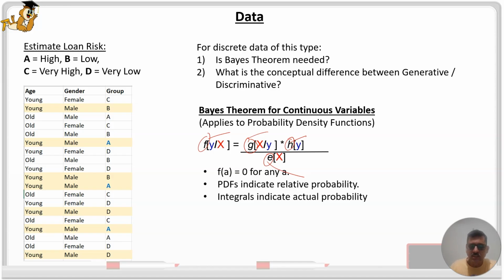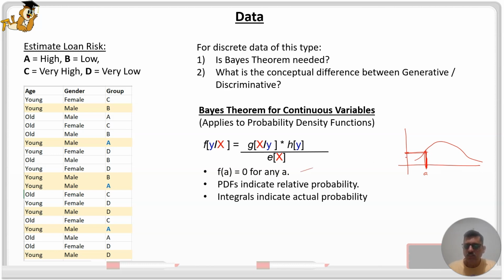So if this was your probability density function, you cannot say that the probability of this particular value happening is equal to this. That is not the way a probability density function works. The probability of a specific value being assumed when you are talking about continuous variables is 0, right?